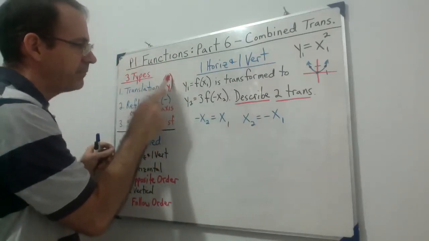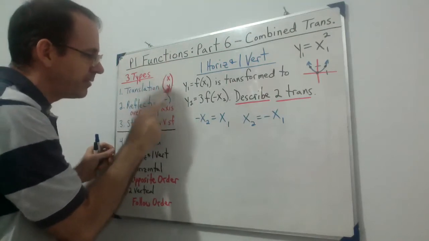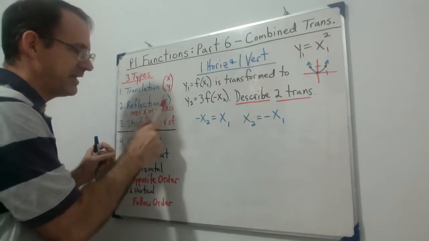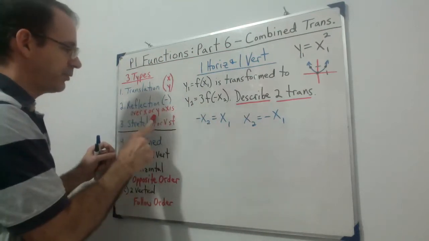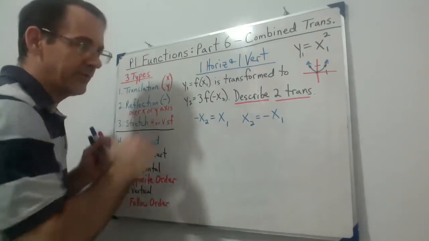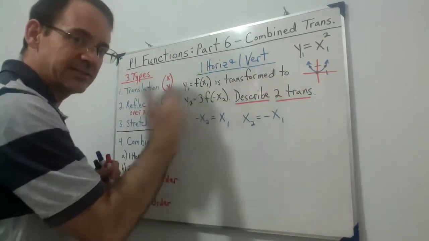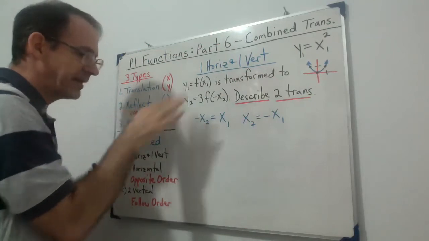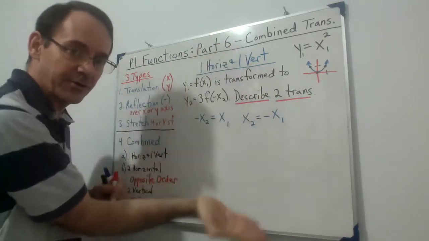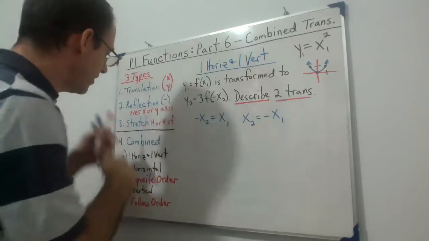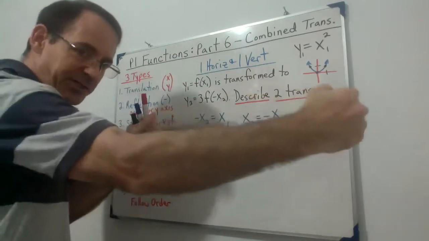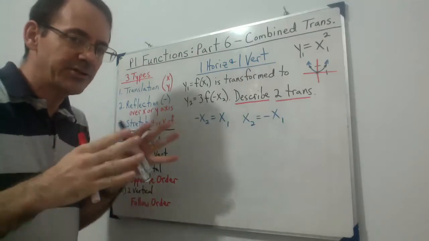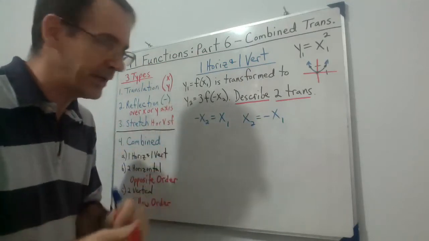Translation, the top number is your horizontal, the bottom is your vertical. The reflection is going to be a negative. Well, a negative on the x is a reflection over the y. And if you're reflecting over the y-axis, that's horizontal. If the negative is on the y, you're reflecting over the x. That's a vertical reflection. Same thing with a stretch. You either stretch it horizontally or you stretch it vertically. So make sure that you're using proper terminology.